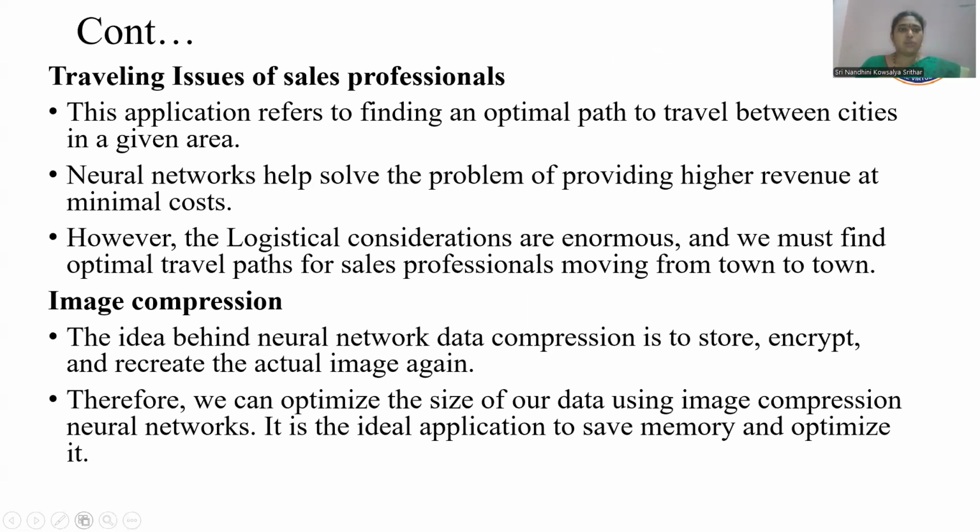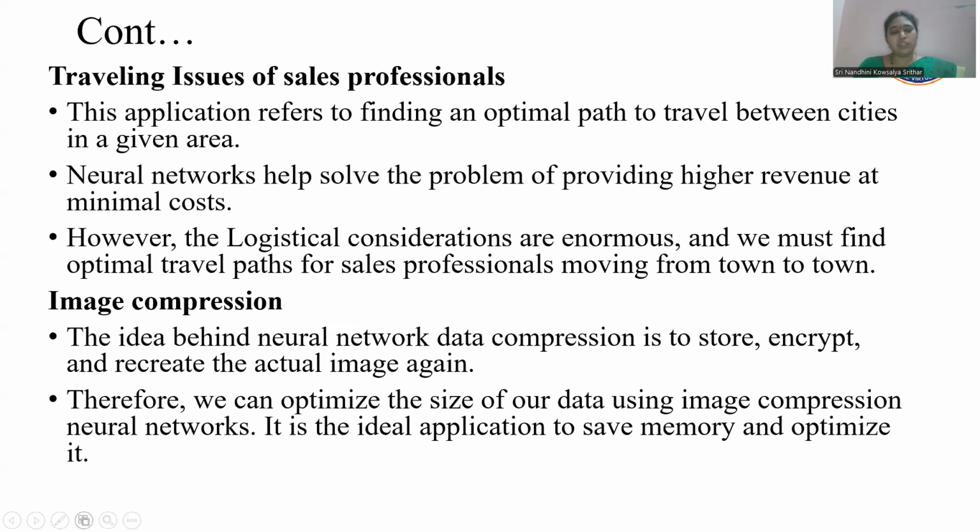Then the traveling salesman problem. This application refers to finding an optimal path to travel between cities in a given area. Neural networks help to solve the problem of providing higher revenue at minimal cost. However, the logistical considerations are enormous, and we must find optimal travel paths for sales professionals moving from town to town. Then image compression.